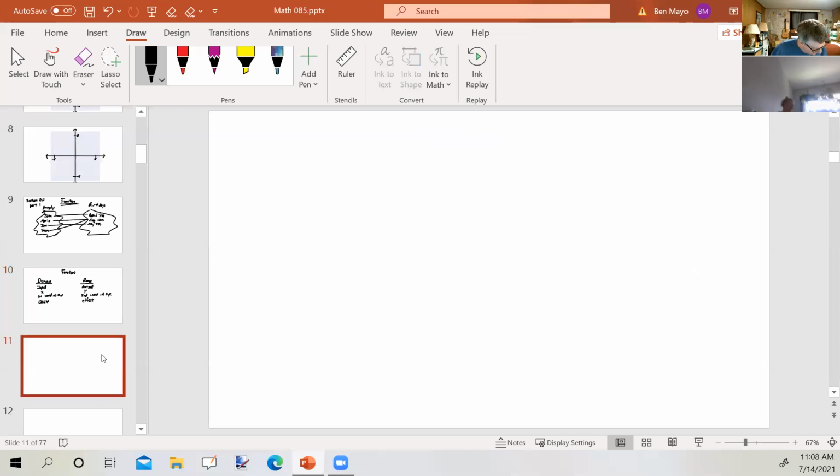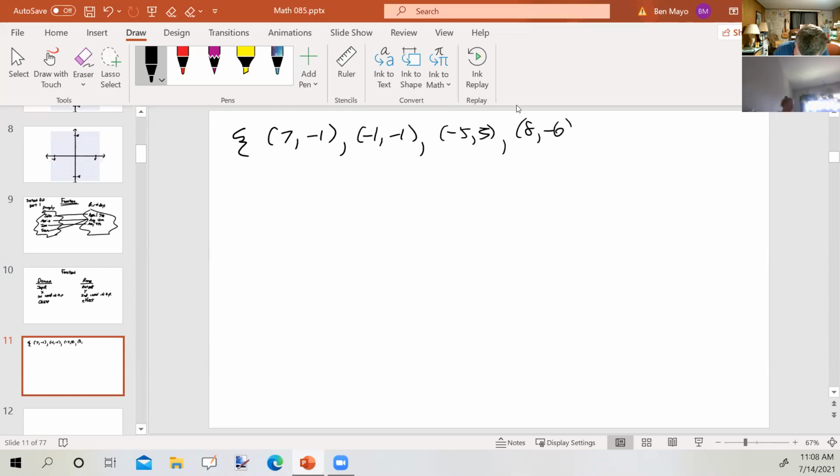Here we have a set of ordered pairs. We've got (7, -1), (-1, -1), (-5, 3), and (8, -6). It says find the domain and the range.